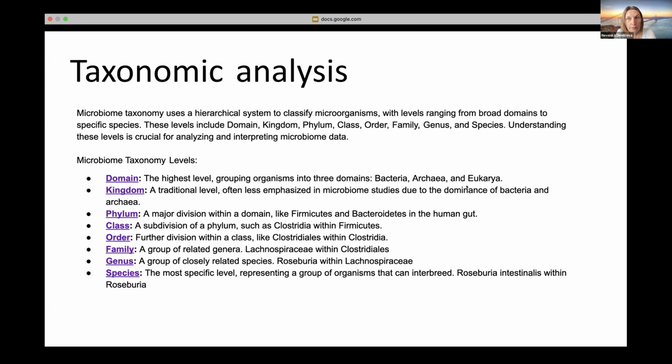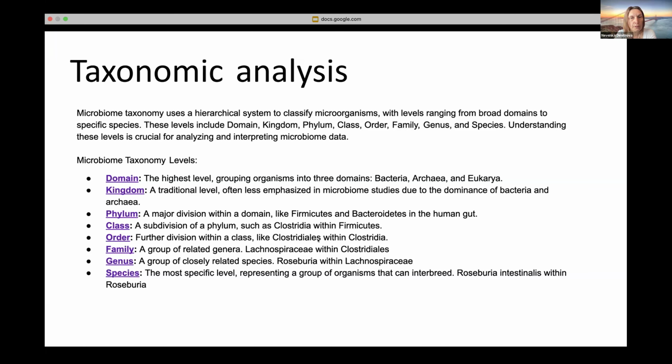Then at the kingdom level, in microbiome studies, this is less emphasized, because there is dominance of bacteria and archaea. Phylum, this is within a major division, and you will hear terms like firmicutes and bacteroidetes in the human gut. And then the next level is subdivision of a phylum, which is a class. For example, Clostridia in firmicutes.